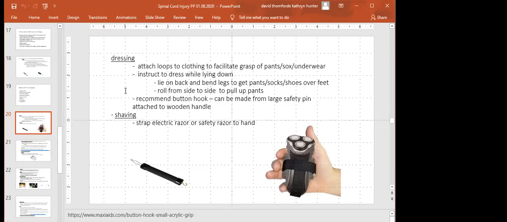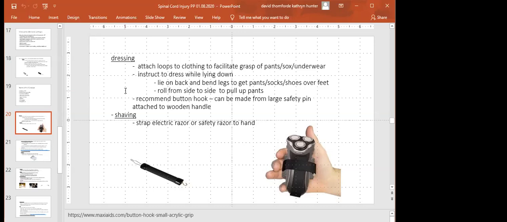So a person who you're working with as an OT on dressing, the big problem they would have is they would have problems grasping things, holding onto their pants, holding onto their socks. So what we can do as OTs is we can sew loops on the clothing. So rather than having to grasp the pants, the person can hook a finger through their pants and pull them up. Another thing we often work on is positioning while dressing.